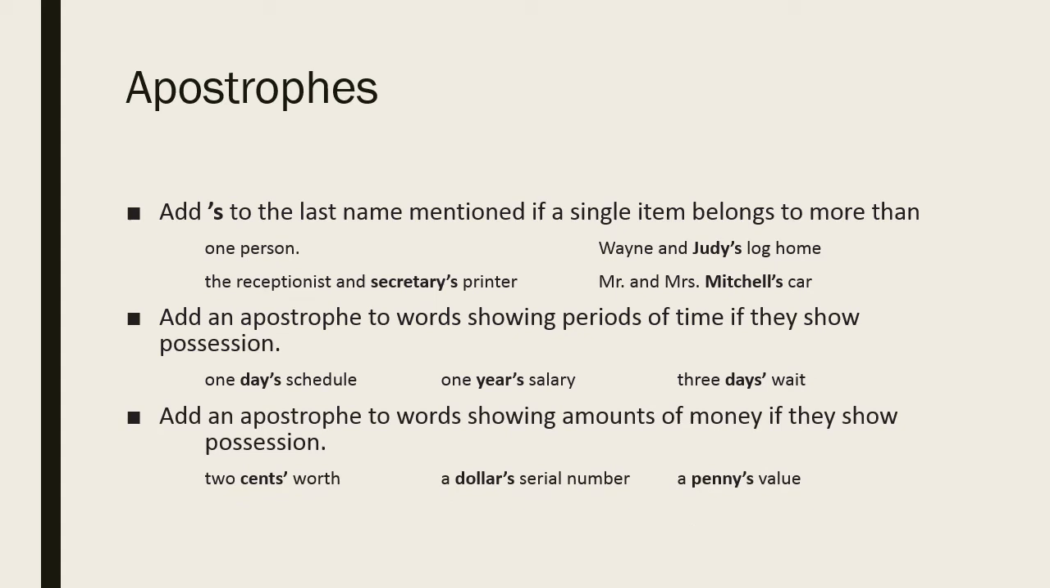We add an apostrophe to words showing amounts of money if they show possession. A dollar's serial number, a penny's value, 2 cents' worth. Now, because cents is already plural, we are using an apostrophe and not an S to show the possession.